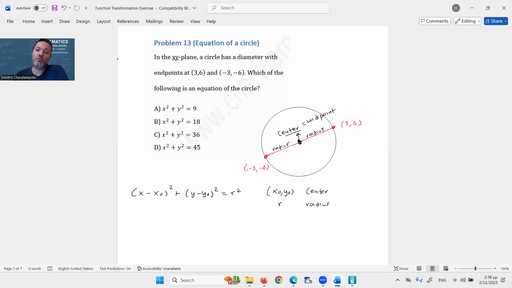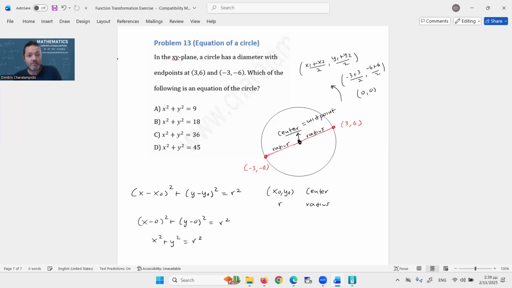For the midpoint, we have a formula, which is (x1 plus x2) over 2 and (y1 plus y2) over 2, which, if applied in this case, will create the point (-3 plus 3) over 2, (-6 plus 6) over 2, which is 0, 0. So far, we would know that it's x minus 0 squared plus y minus 0 squared equals r squared, which is x squared plus y squared equals r squared.